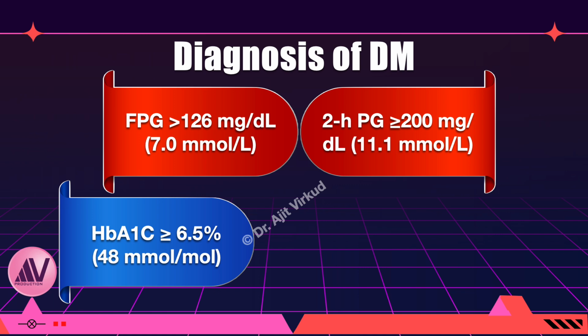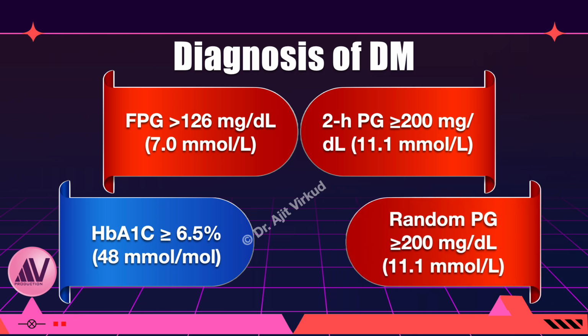The test should be performed in a laboratory using a method that is NGSP certified and standardized to the DCCT assay. Or, fourth criteria, in a patient with classic symptoms of hyperglycemia or hyperglycemic crisis, a random plasma glucose greater than or equal to 200 milligrams per deciliter, that is 11.1 millimoles per liter, is diagnostic of diabetes mellitus.